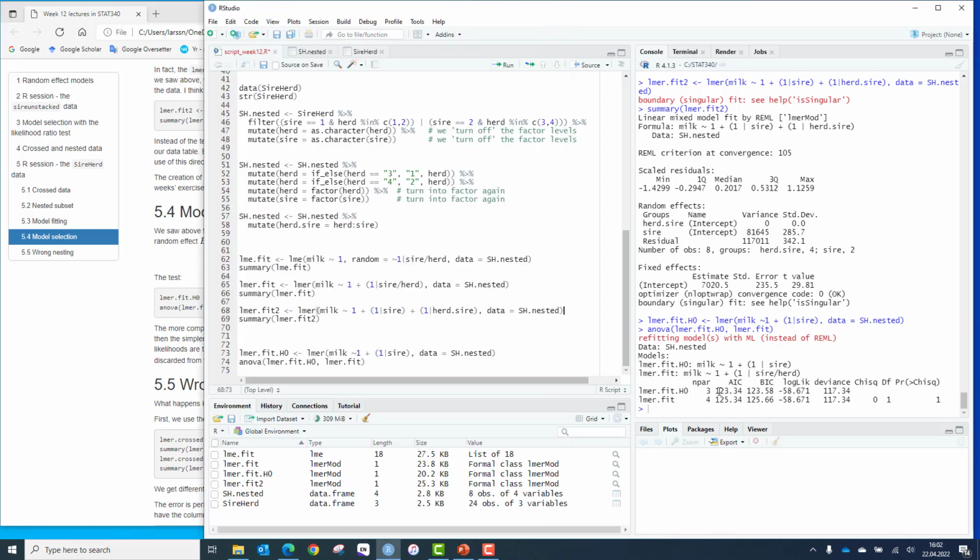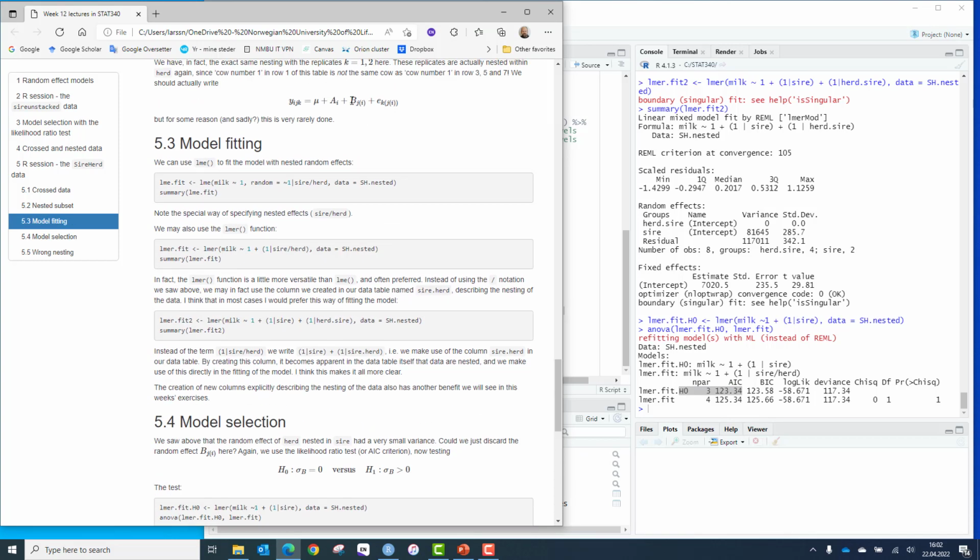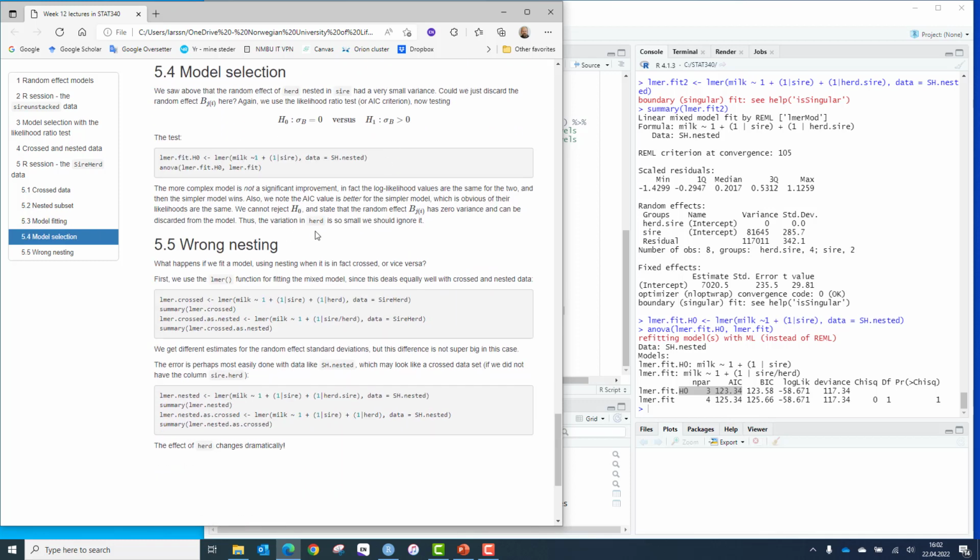That's the conclusion. We can also see it from the AIC values. The simpler model comes out with smaller AIC than the more complex one. The null hypothesis model is the best. So in this case, we can actually discard this term. There was so small an effect of herd that this is not important at all for this milk production.